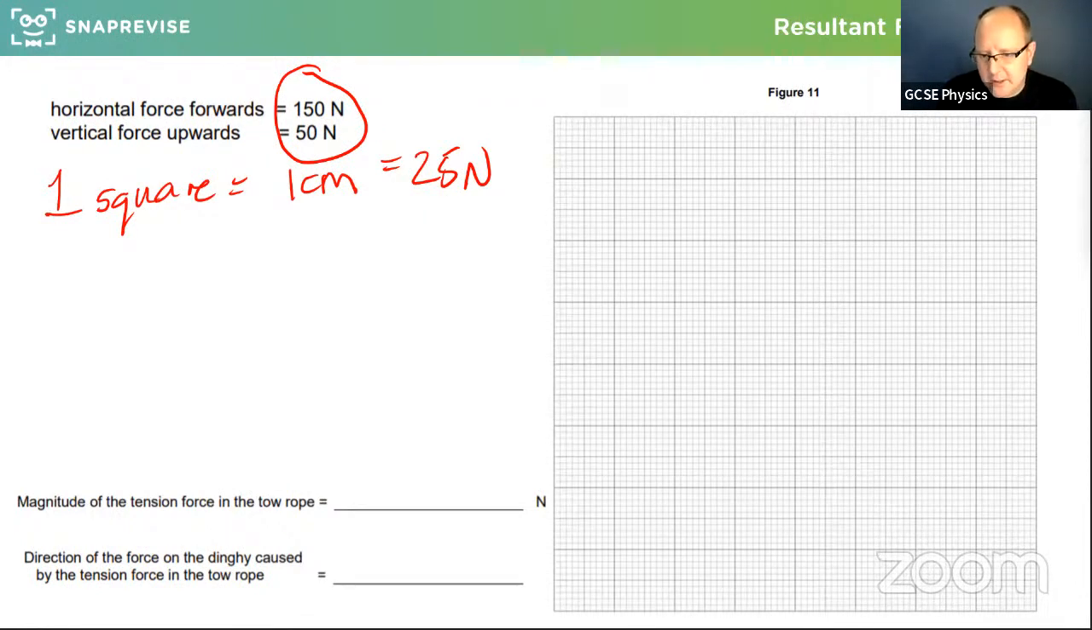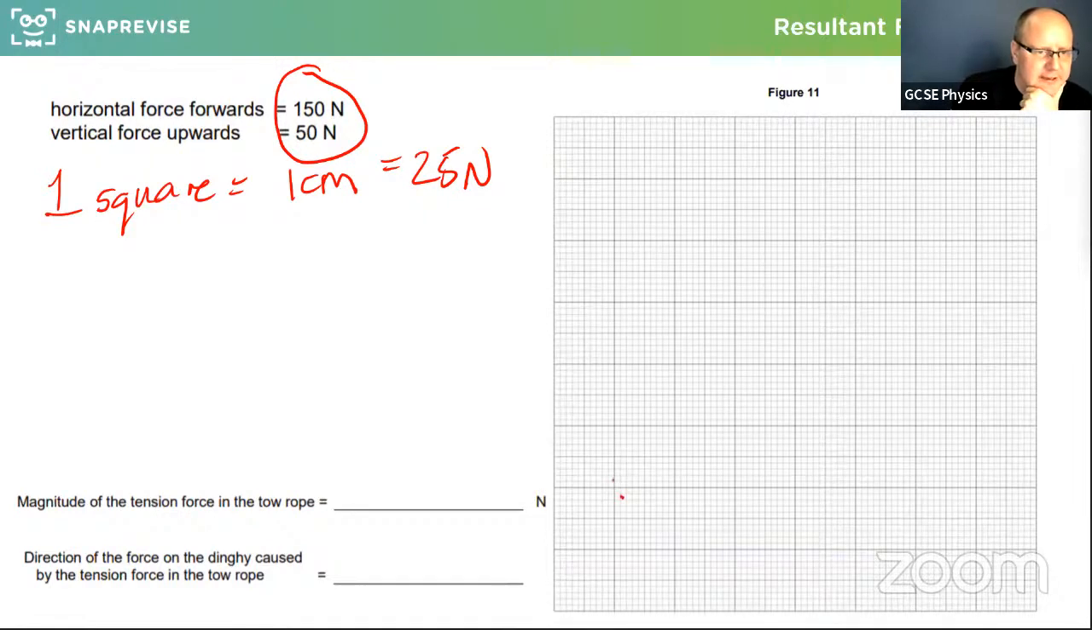And we've got a line here. Let's have a look. We've got a horizontal force forwards of 150 newtons. So forwards was to the left. 150 newtons is 6 centimeters, isn't it? 6 times 25 is 150. And the horizontal force forwards was to the left, so we need a 6 centimeter line.